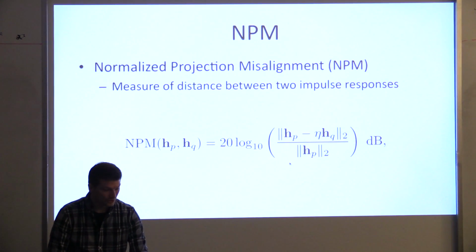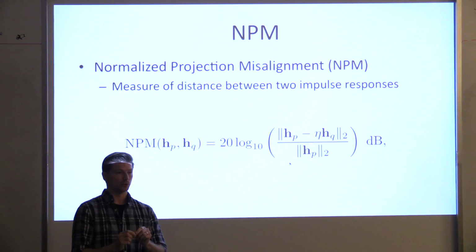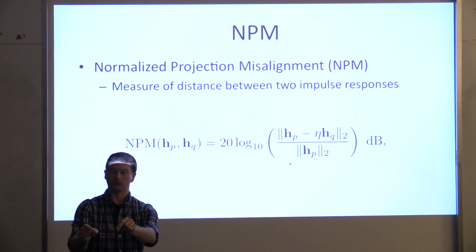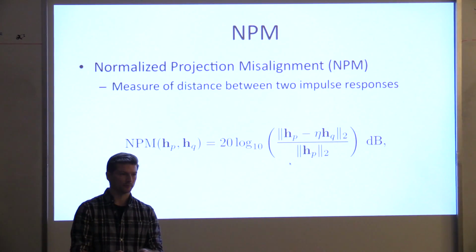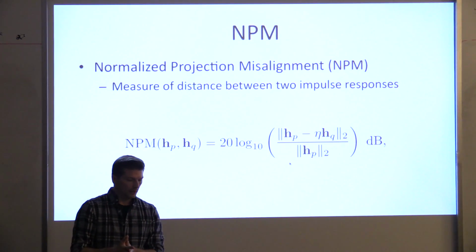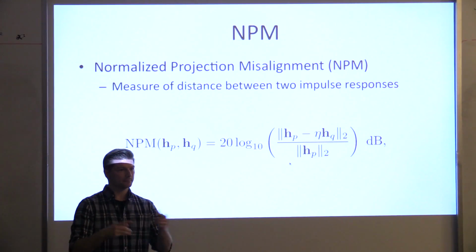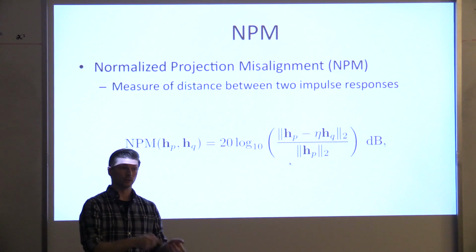Before I do that, I want to introduce the idea of projection misalignment, which is really just a measure of the distance between one impulse response and another impulse response. Its derivation isn't so important, but it's a measure that's often used in the literature. And so I wanted to probe around and see, was the problem because I had a mismatch between the channels, or was it because I had noise?